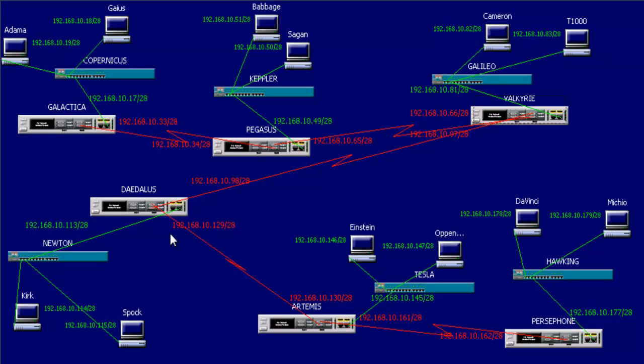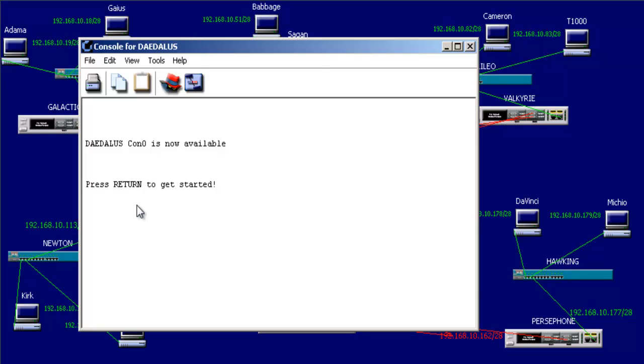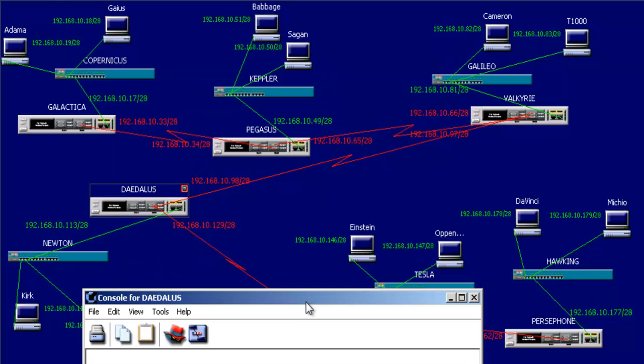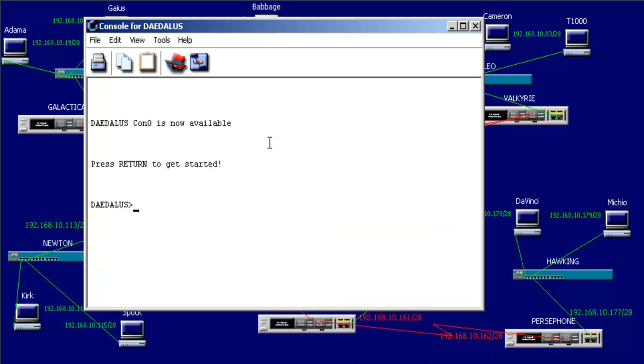We're going to configure our next middle router, which would be the Datalist. And once again, what are its direct adjacencies? What networks does it know about? The 96 subnet, the 112 subnet, and the 128 subnet. So we don't really have to worry about teaching it those, but all the others we will have to teach it.